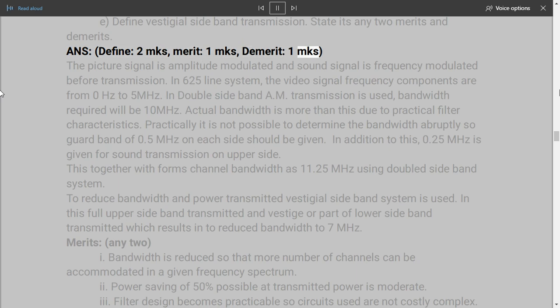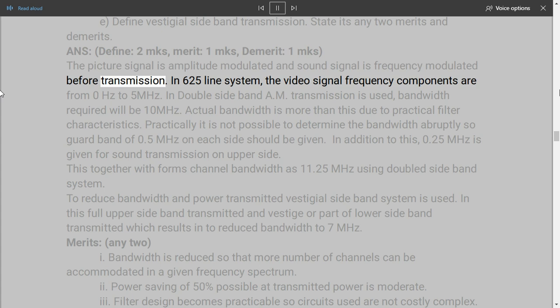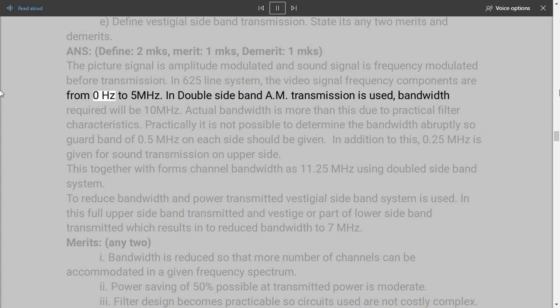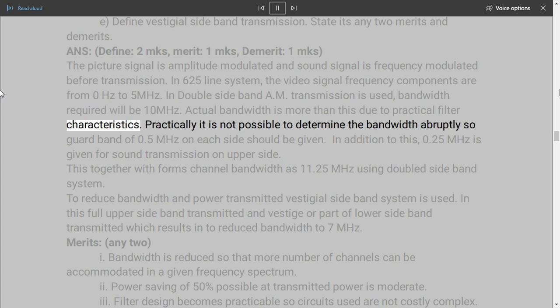The picture signal is amplitude modulated and the sound signal is frequency modulated before transmission. In the 625 line system, the video signal frequency components are from 0 Hz to 5 MHz. If double sideband AM transmission is used, the bandwidth required will be 10 MHz. The actual bandwidth is more than this due to practical filter characteristics.